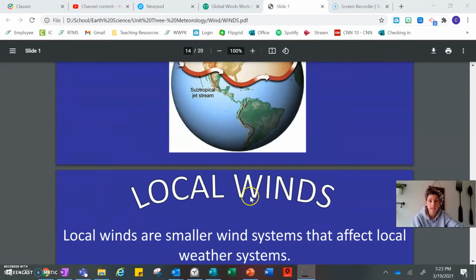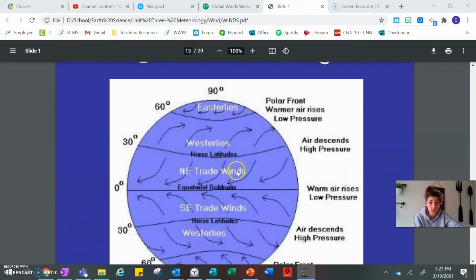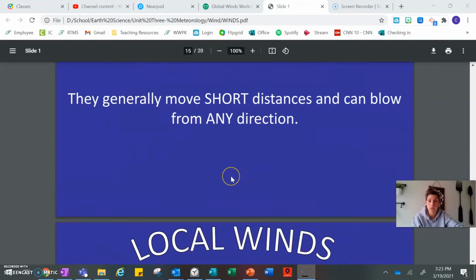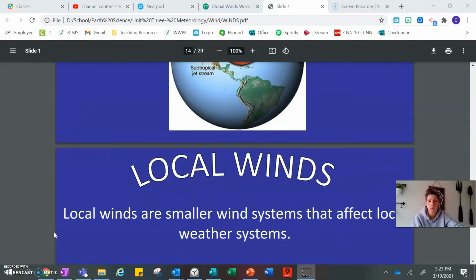All right, we're going to leave local winds for later. Local winds don't travel across whole sections of the earth like the global winds do. So let's go ahead and stop for now, and we will come to the local winds later.